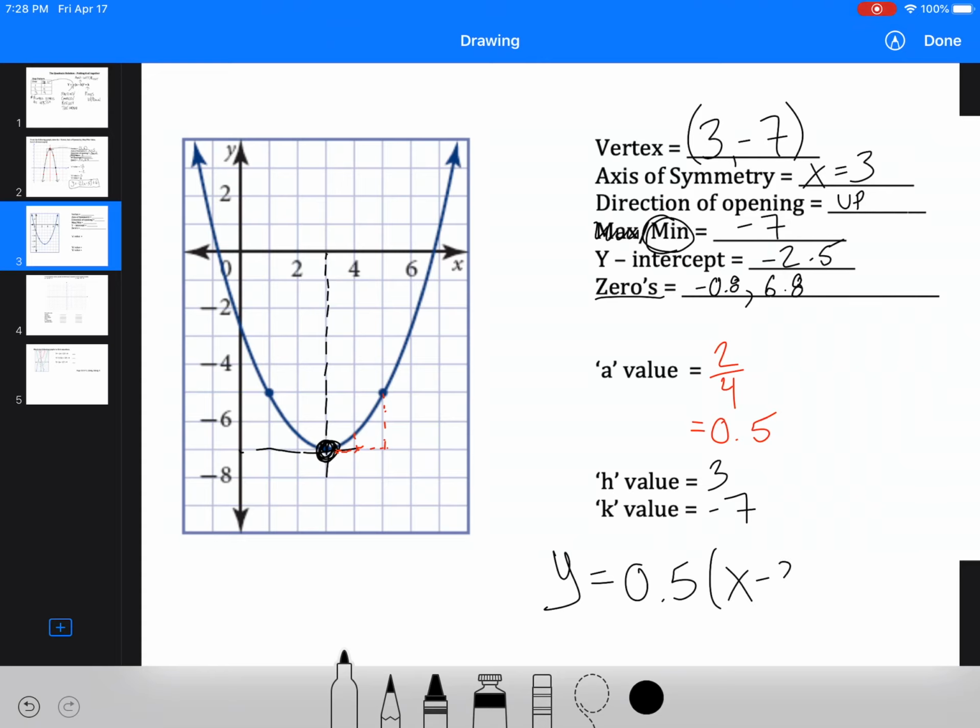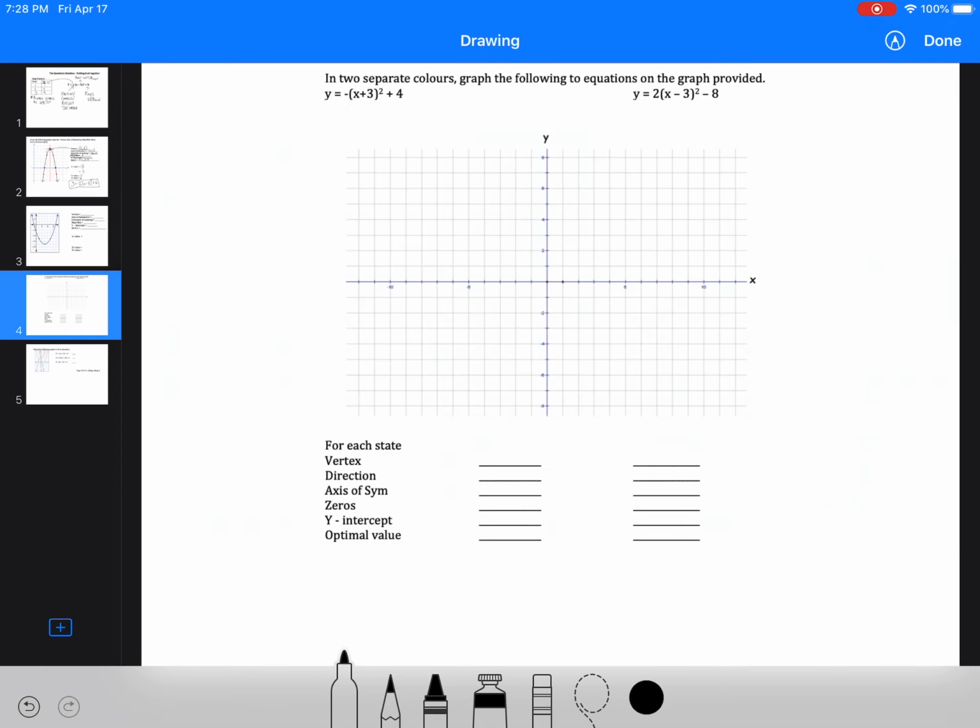So our equation would be y equals our a value, 0.5, bracket, x minus 3, squared, it's minus because we're moving to the right, minus 7. The equation is always y equals a, x minus h, squared plus k.